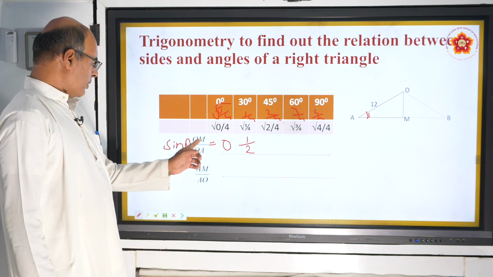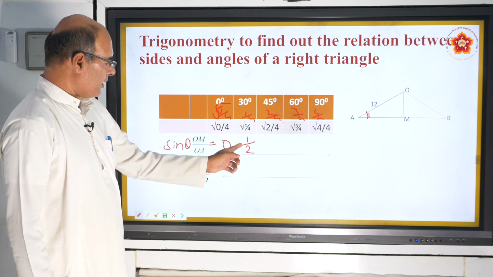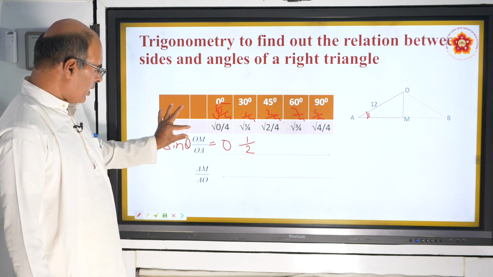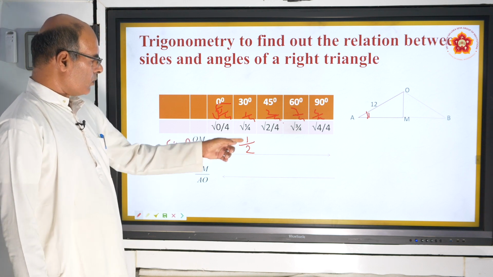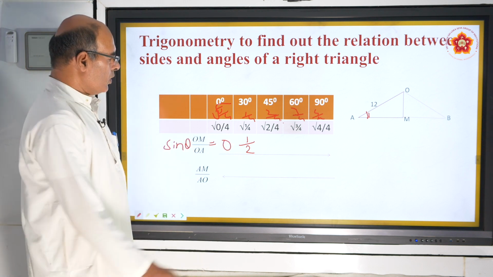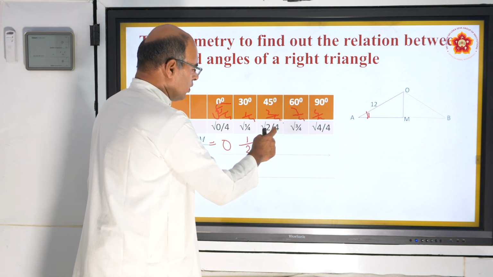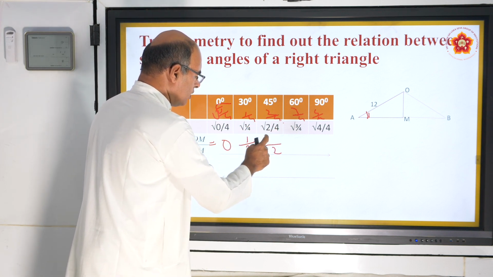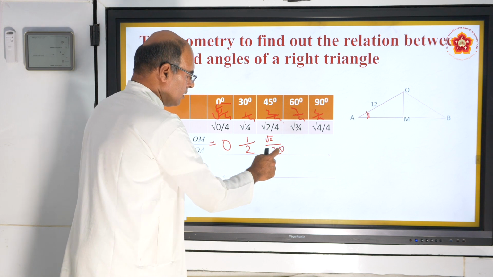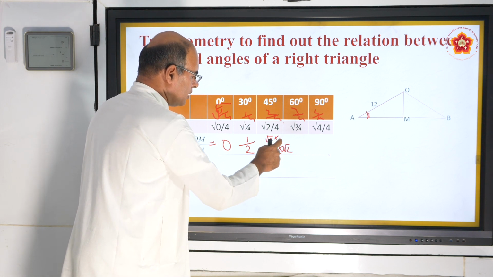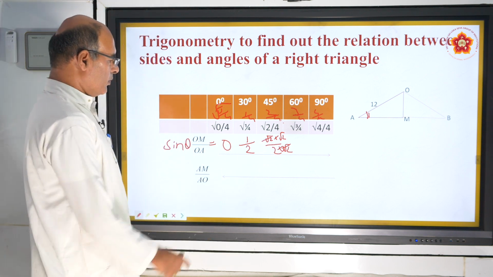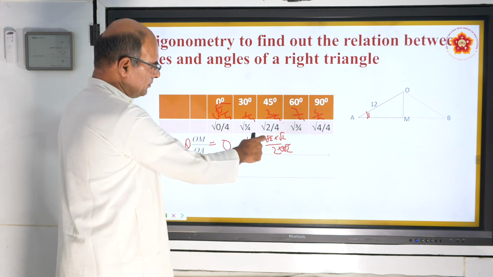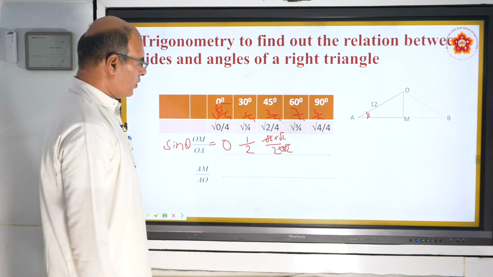So this shows the OM by OA is equal to, for 30 degree, half. The ratio of OM and OA is 1:2. Here the square root of 4 is 2. Write root 2 as it is. Or if you multiply both by root 2, so one root 2 cancels out. So we have root 2 by 2.